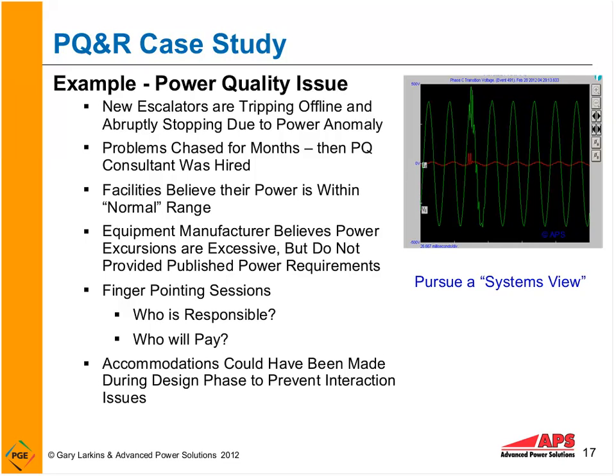And the interesting thing here is the accommodations could have been made during the design phase to prevent this interaction issue. This is a known issue that can happen, an interaction between electrical systems and the equipment, and it could have been prevented by more careful specification and information on the front end. So all of this issue could have been avoided.